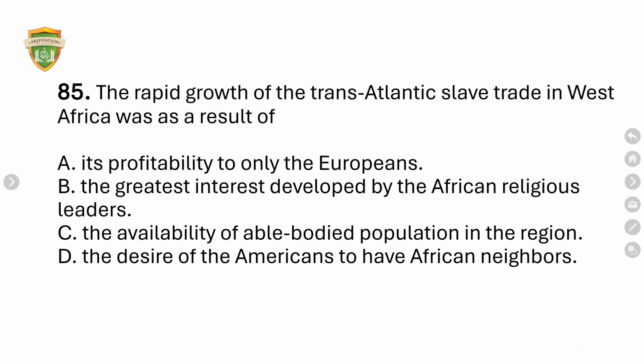Let's continue. The rapid growth of the transatlantic slave trade in West Africa was as a result of Dash. What led to the rapid growth of the transatlantic slave trade? Let's see the answer. The availability of able-bodied population in the region. So your answer is C.